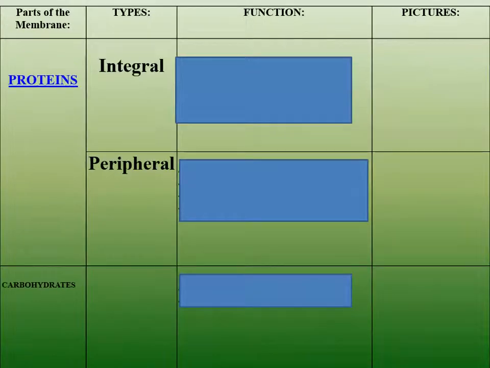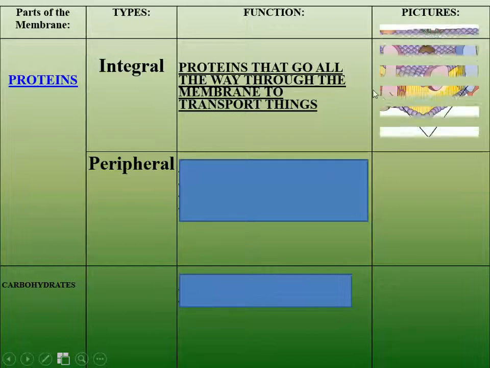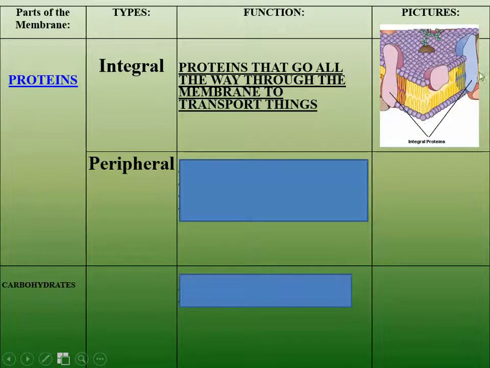Then we're talking about two different types of proteins, right? I already mentioned them, but the integral protein is going to be a protein that goes all the way through the cell membrane, and it's going to be there to transport different things. So these are integral proteins, and like the other picture we had, we referred to them as transmembrane proteins. You should probably remember both words, but they're going to act as channels, right?